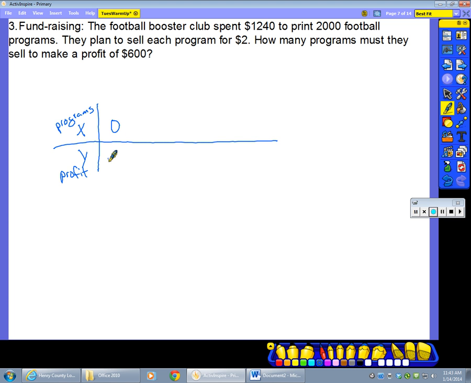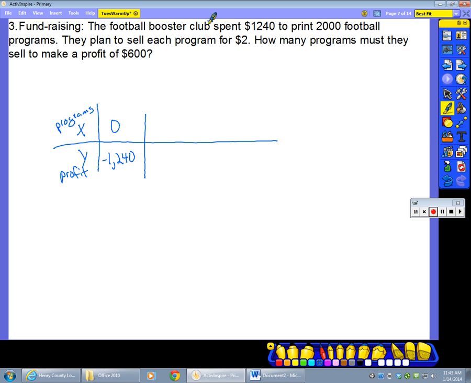And a lot of kids will automatically just say 0. All right, but this is like a real life situation. It's actually worse than 0. Their profit is worse than 0. It's actually negative $1,240. That is their profit. They're in the hole, basically, is what we would say.